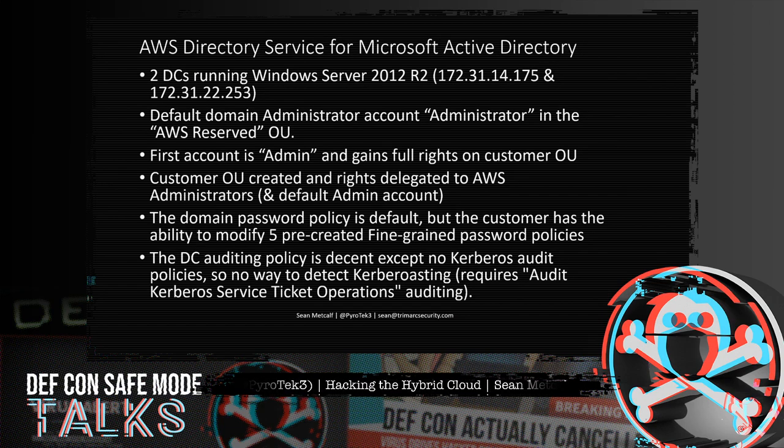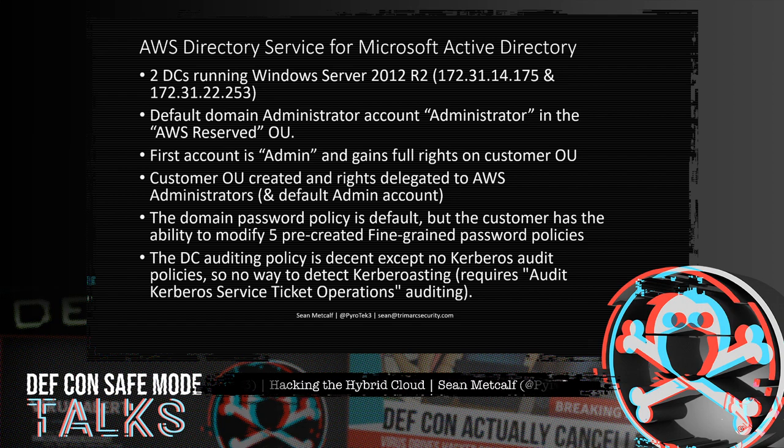AWS Managed AD spins up two domain controllers, which are in different network segments, but in the same Active Directory site. The default domain admin account retains the default name Administrator, though this is moved to the AWS Reserved OU. When a customer creates an AWS Managed AD, their first account in the AD environment is called Admin, and is granted full delegated rights to the AD environment for that customer, not to the domain controllers or AD admin rights to the full AD. The domain password is default, still 7 characters, but there are 5 AWS-created fine-grained password policies which are delegated to the customer to modify.